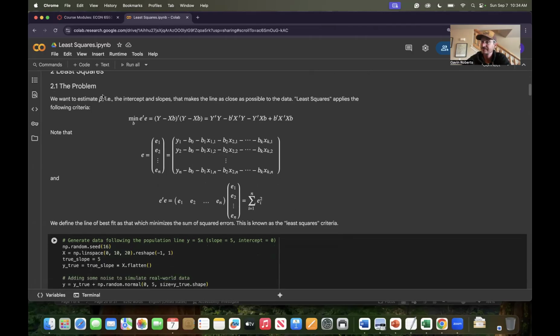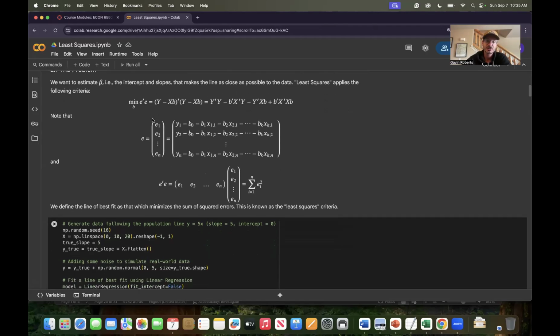So we want to estimate our beta, our coefficient parameters, such that we are choosing B, right? We get to choose what our estimate is, because there are many different estimates we might choose of beta. So we want to choose one. And least squares means we're going to choose that to minimize E.